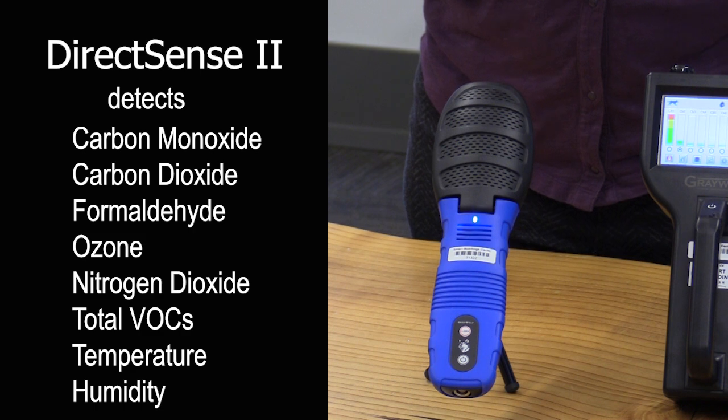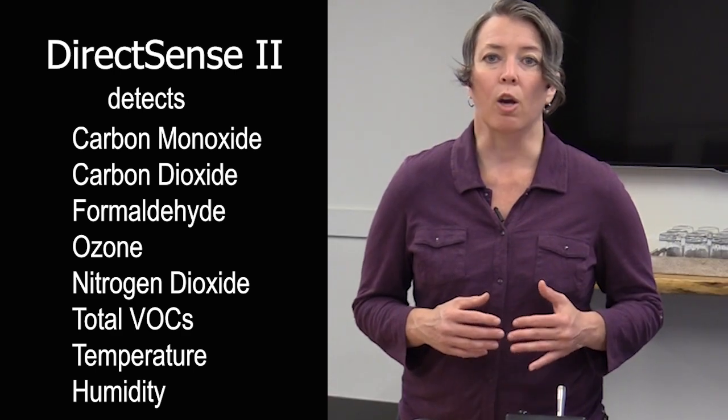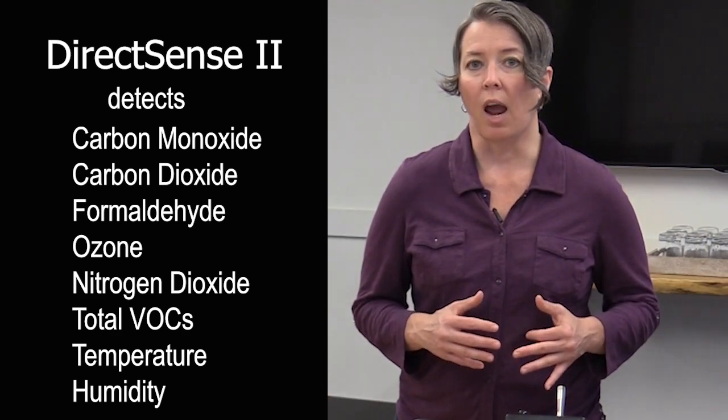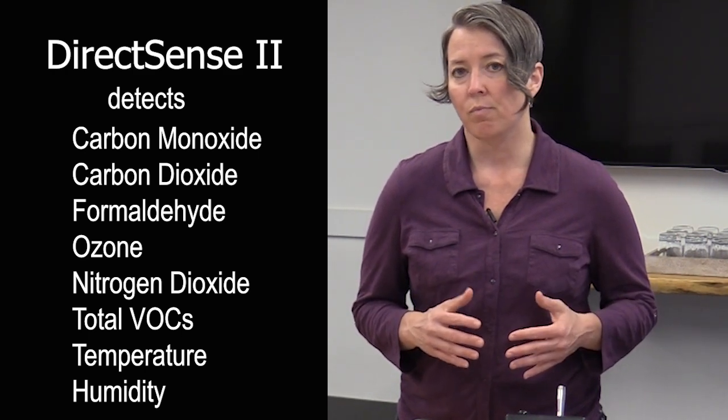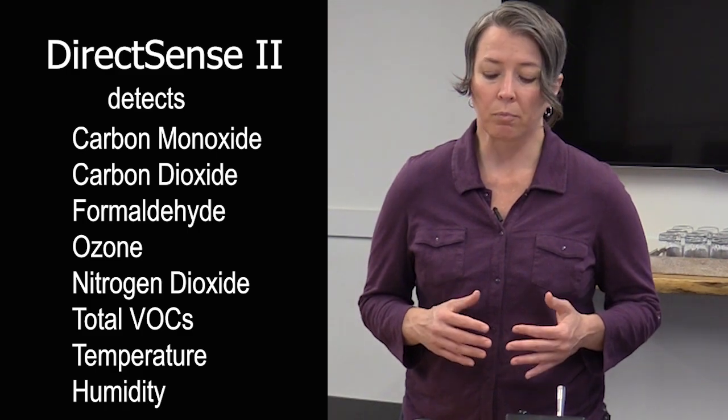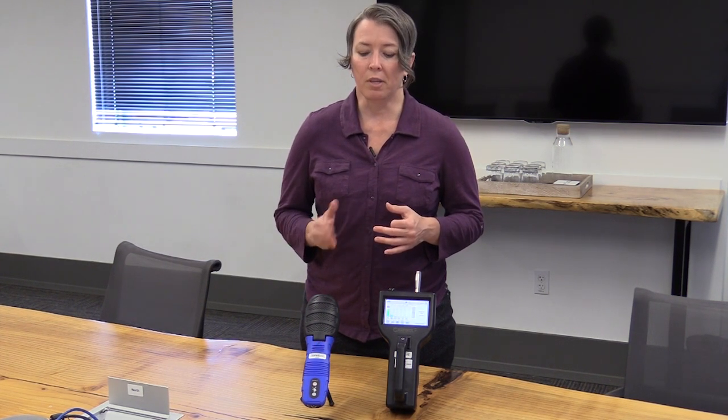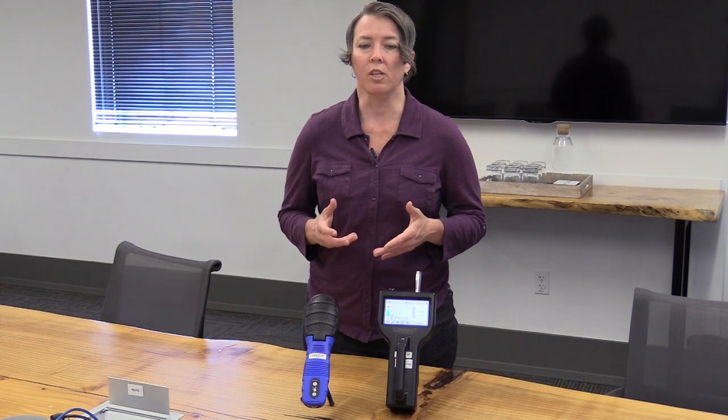This meter will detect for carbon monoxide, carbon dioxide, formaldehyde, ozone, nitrogen dioxide, total VOCs or volatile organic compounds, as well as temperature and humidity. And we also have another video detailing how to use this in various applications. And for this instrument, you typically use a mobile app on a smartphone. And we also detail that in our other video on our YouTube channel.